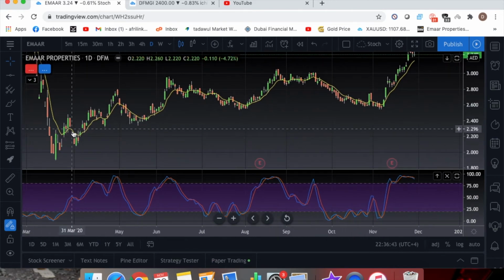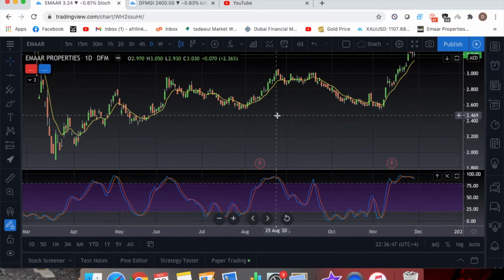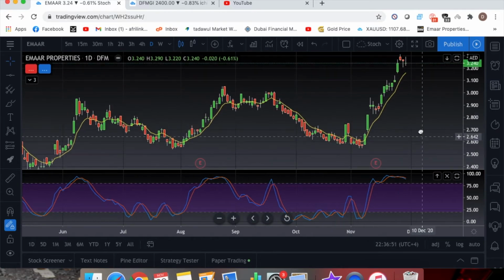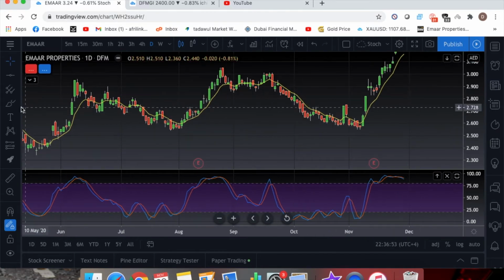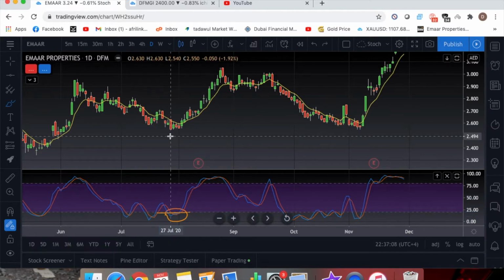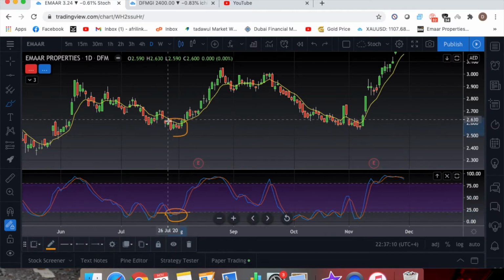As we all know, we are seeing higher highs and higher lows, meaning it's clearly in an uptrend and it fulfills our first condition. That is to find a stock in an uptrend. Second criteria is to see stochastics in the oversold area. Below 20 is oversold.